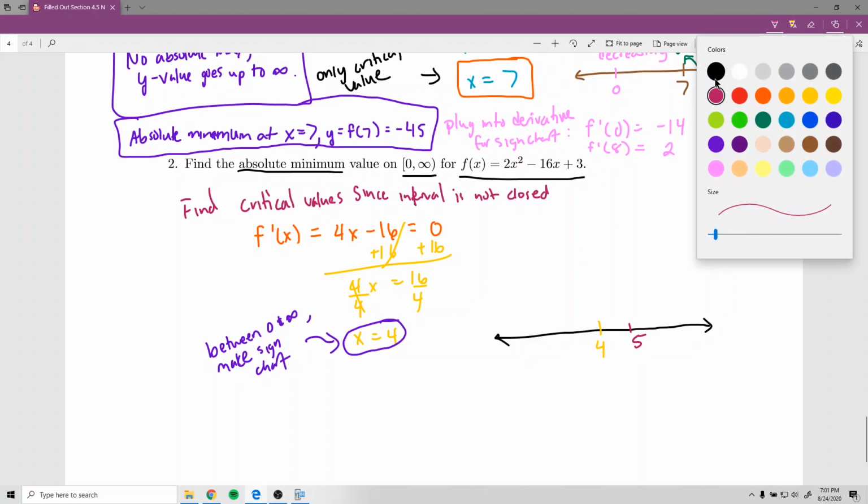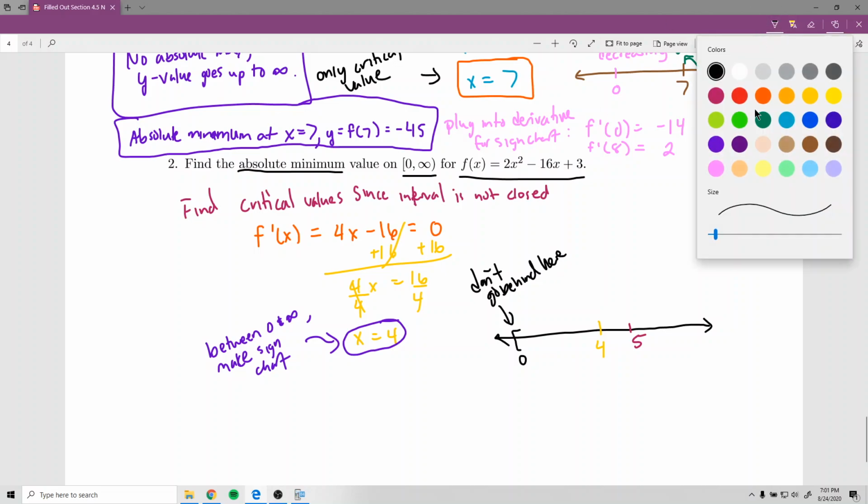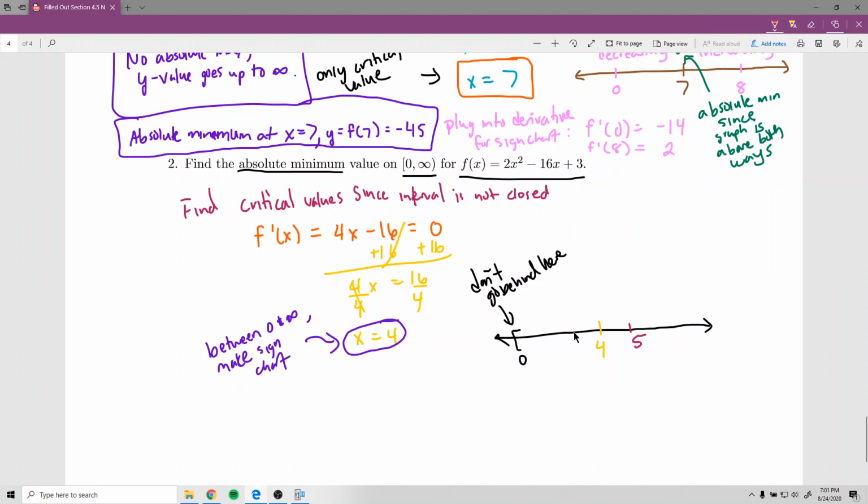What I like to do for these is just draw a bracket. And I just say don't go behind here. And plug in something in between, like 3. So let me use the same color like I've been doing. So we're going to plug 3 and 5 into our derivative, because we want to know if it's increasing or decreasing. What is it doing?